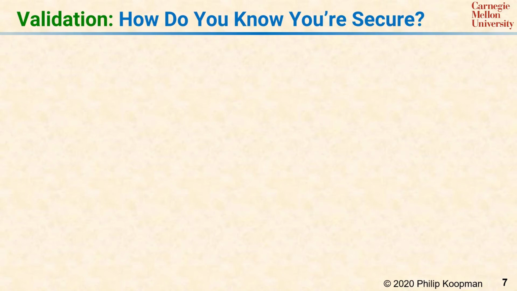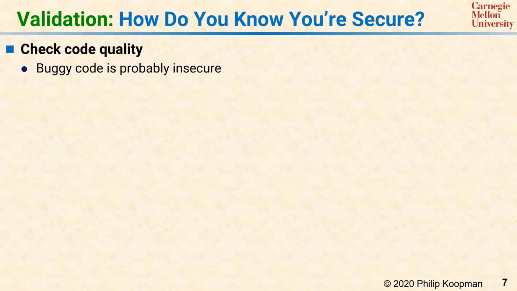Once mitigation has been carried out, the question remains as to whether your system is actually secure. Determining that is called validation. There are a number of techniques for validation, and we'll discuss a few. Good security is designed in, not tested in. Good code quality is essential for security.